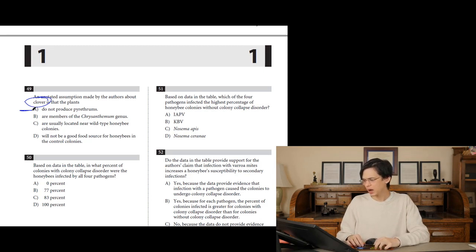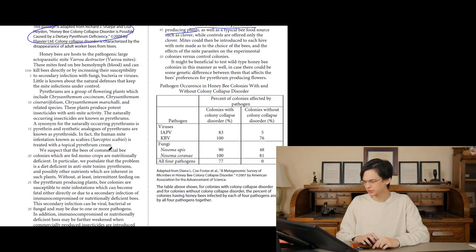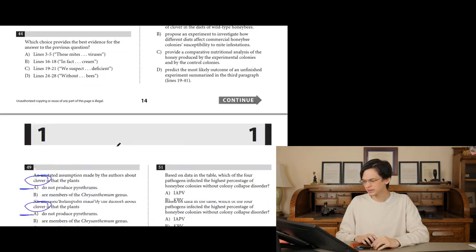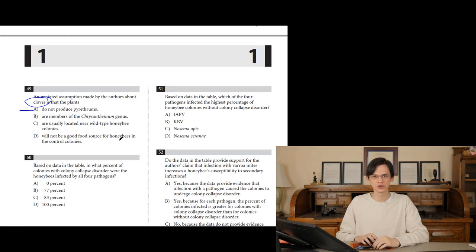What about B? An unstated assumption about clover is that the plants are members of the chrysanthemum genus. That's not true. Because if they were, then what is this experiment telling us? We're going to give one group pyrethrum and the other one pyrethrum, and see the difference between the two? No. We're testing whether or not pyrethrum has an effect. So we need to have the control that doesn't have pyrethrum in it, and one that does. And that's exactly why clover can be assumed does not have pyrethrum. We can't assume that they're members of chrysanthemum because they don't contain pyrethrum. That's the assumption. So A and B are logical opposites of one another.